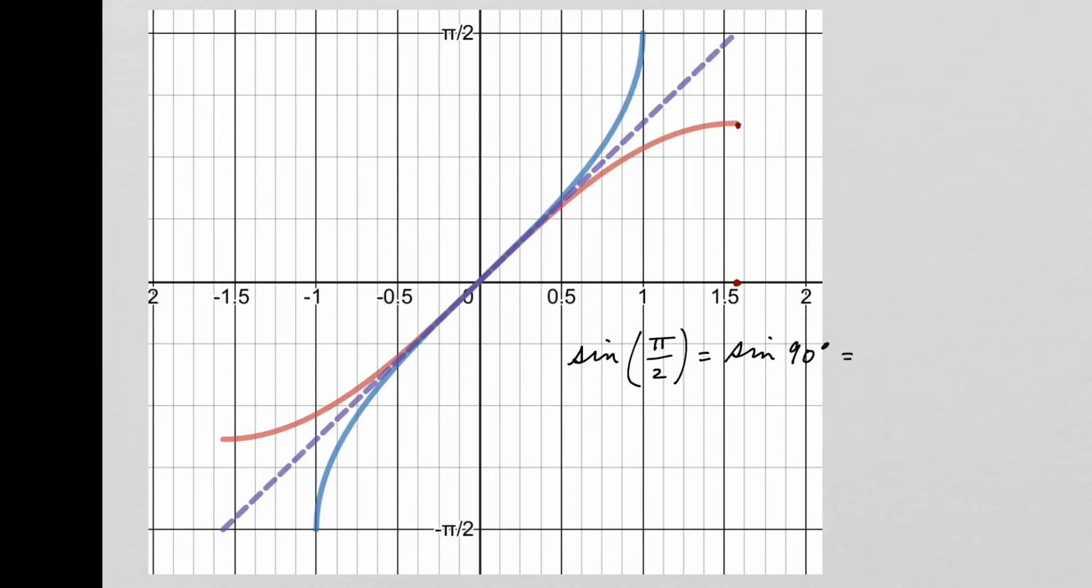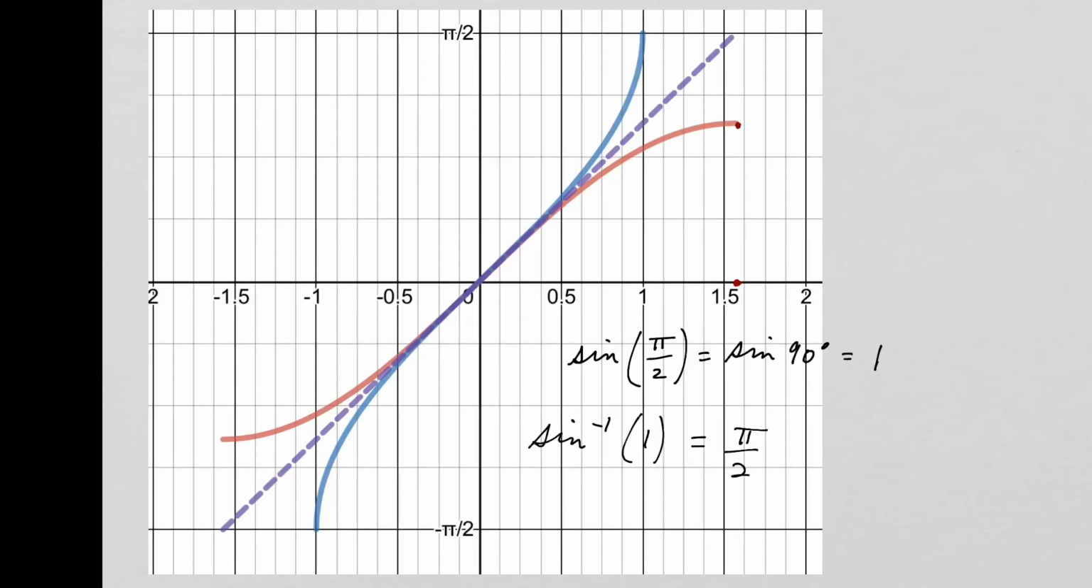Let me go back and do this in black. 1. Okay, so that means if I do the inverse sine or arc sine of 1, what should I get back? I should get back pi over 2, right? Which is, again, 90 degrees. It depends on whether you're doing it in radians or degrees. So if you go to the blue graph now, if my input is 1, which is here, what's my output? It's pi over 2, right? So it just reverses.